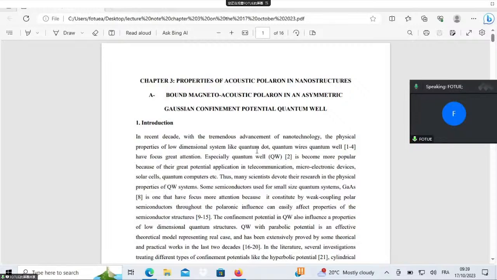So today we are going to use these elements to study the bound magneto-acoustic polaron in an asymmetric Gaussian confinement potential quantum well. So it means that we are going to consider an acoustic polaron under a magnetic field. And in this study, the magnetic field will be taken into account through the vector potential. This vector potential will bring the magnetic field into the problem.